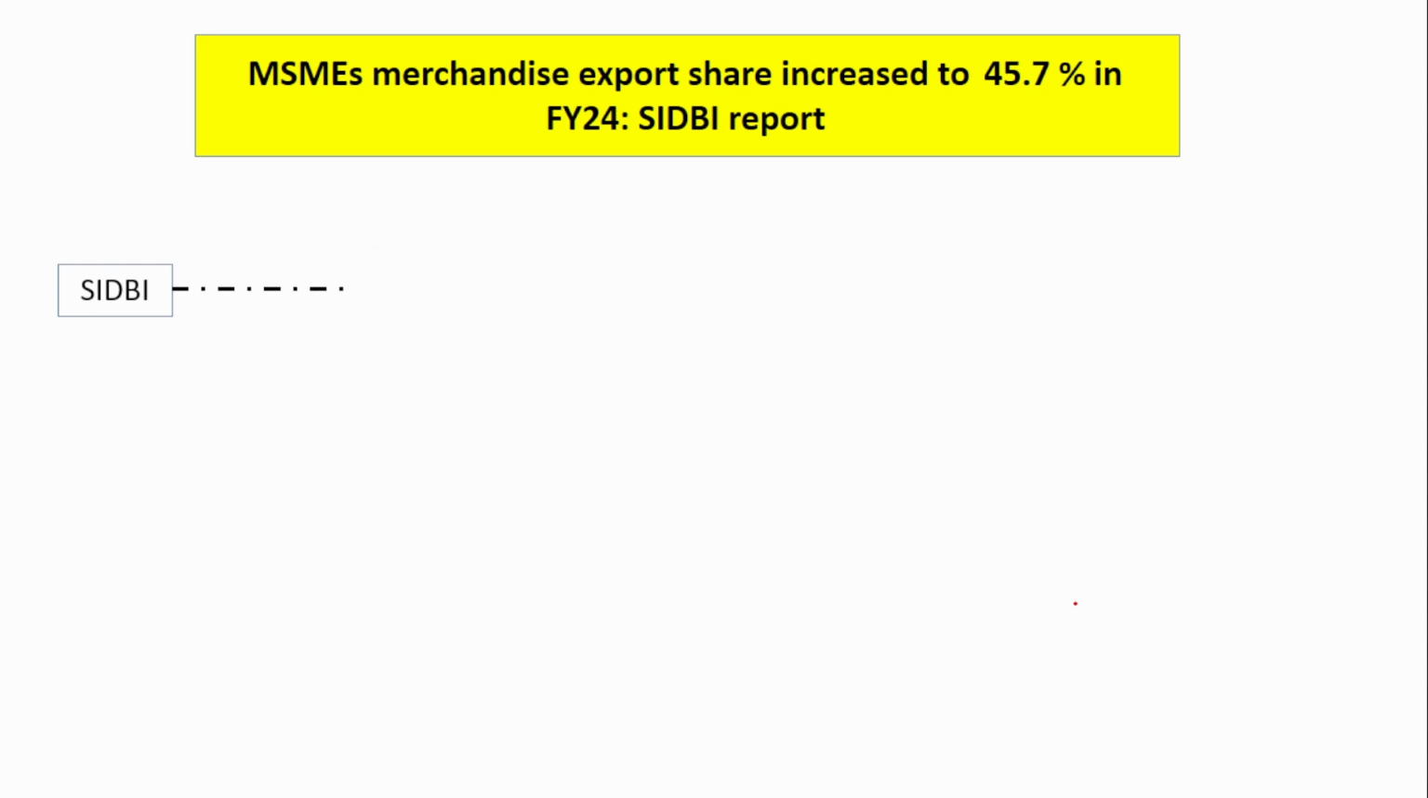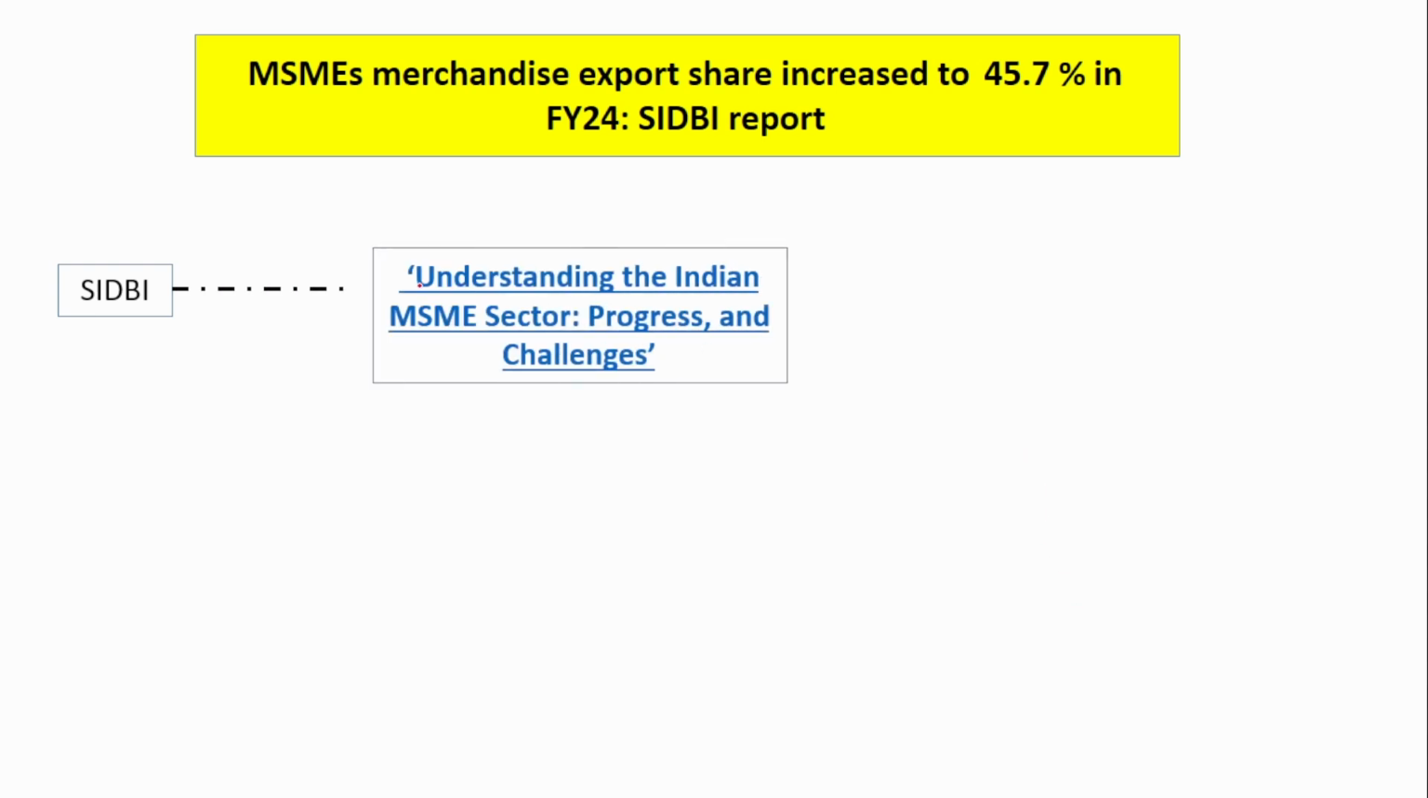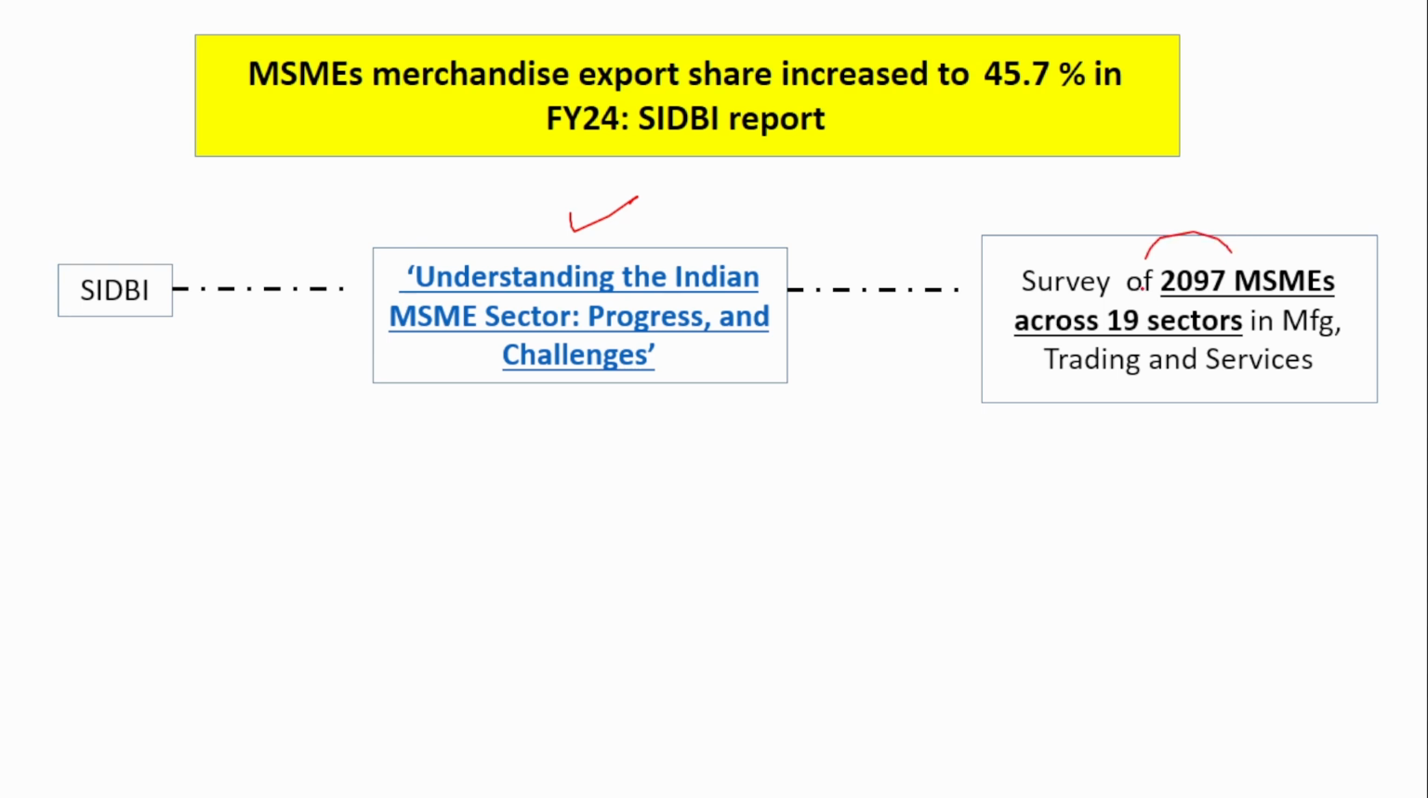Next is about a report that has been released by SIDBI. SIDBI had released this report called Understanding the Indian MSME Sector, the Progress and the Challenges. This report was constructed based on a survey conducted across 2097 MSMEs across 19 sectors in manufacturing, trading and services. So a survey of around 2000 MSMEs was conducted, and based on the survey results, this report was published.